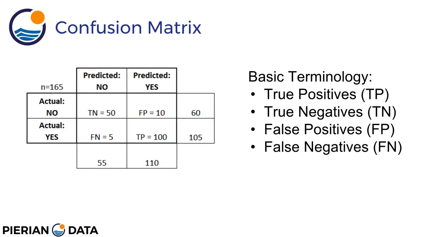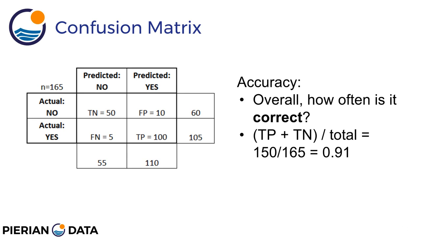So again, the basic terminology can be things like true positives. In this case, that's equal to 100, actual yes and predicted yes. True negatives, in this case, equal to 50, actual no and predicted no. And then we have our false positives and false negatives. So false negatives is 5, where the actual was yes, but we predicted no, so a false negative. And then false positives is equal to 10, where the actual was no, but we predicted yes.